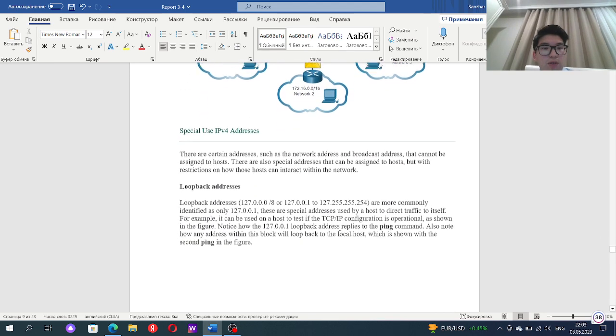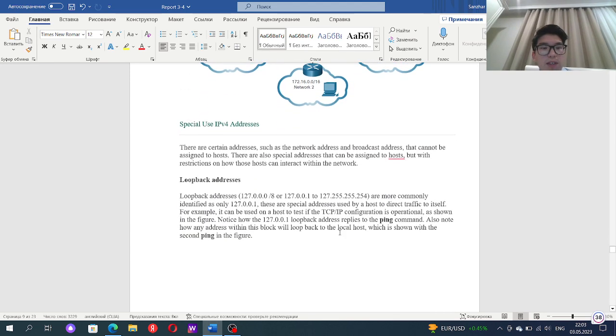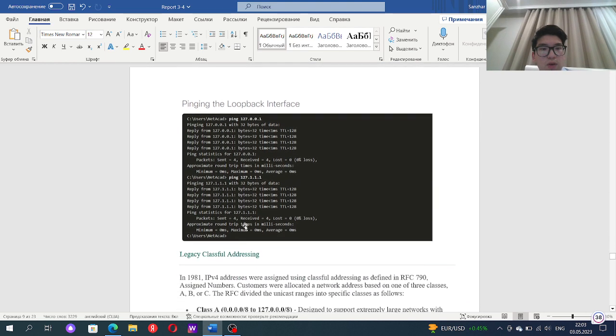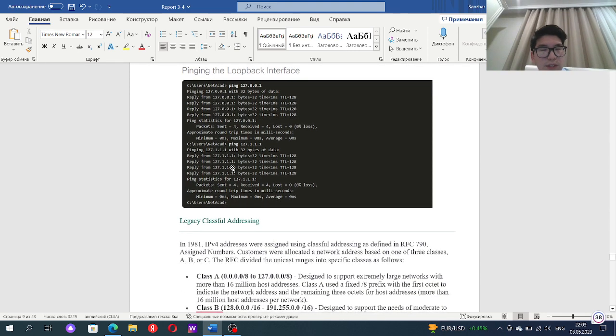So there are special uses of IPv4 addresses, such as the network address and broadcast address, which cannot be assigned to hosts. There are also special addresses that can be assigned to hosts, but with restrictions on how those hosts can interact within the network. These are loopback addresses. Here we can see the pinging of the loopback interface: 4 sent, 4 received, 0 lost.